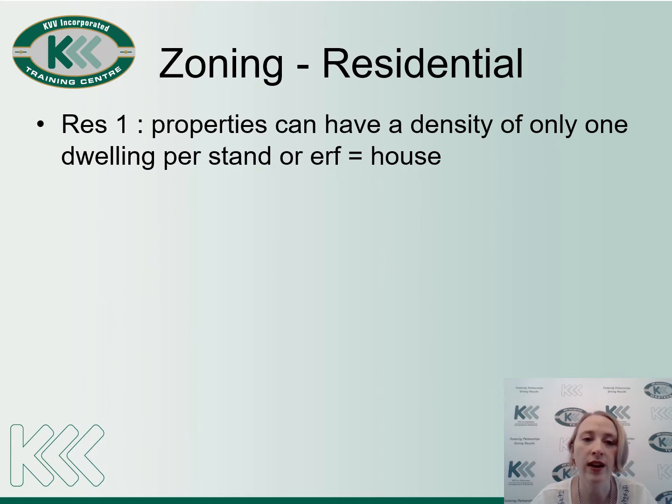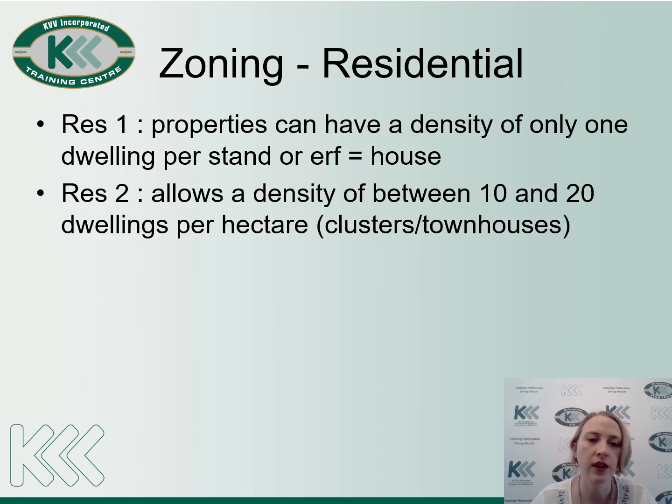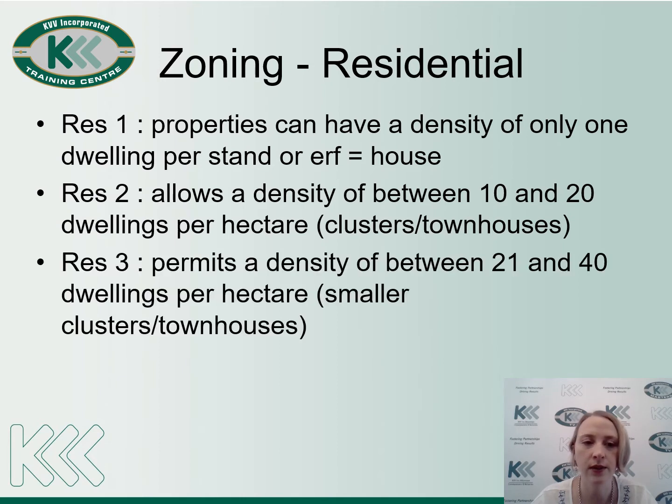Firstly, Residential 1, which is properties that can have a density of only 1 dwelling per stand or erf, in other words, a house. That is your normal township and your normal house that you will find in a normal township. Residential 2 allows a density of between 10 and 20 dwellings per hectare, so that will usually be your clusters or townhouses. Residential 3 permits a density of between 21 and 40 dwellings per hectare, and that will be your smaller clusters or townhouses.